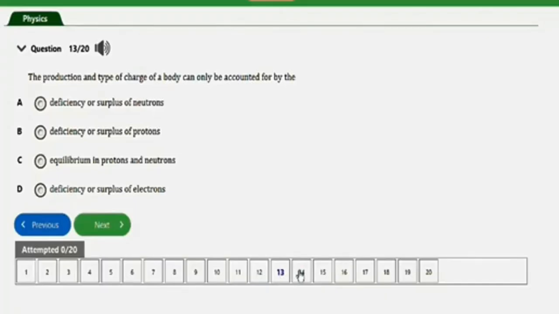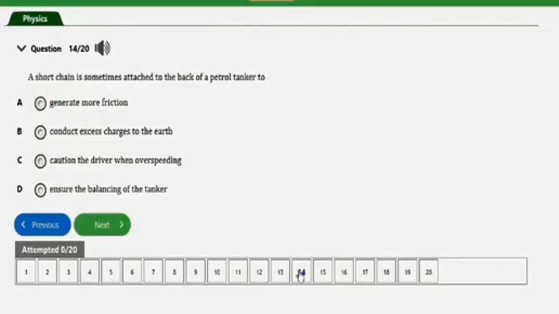Next, we take the question with this one. It says a short chain is sometimes attached to the back of a petrol tanker. So we have option A, generate more friction, option B, conduct excess charges to the earth. Option C, caution the driver when overspeeding. Option D, ensure the balancing of the tank. The right option is option B, which is to conduct excess charges to the earth.